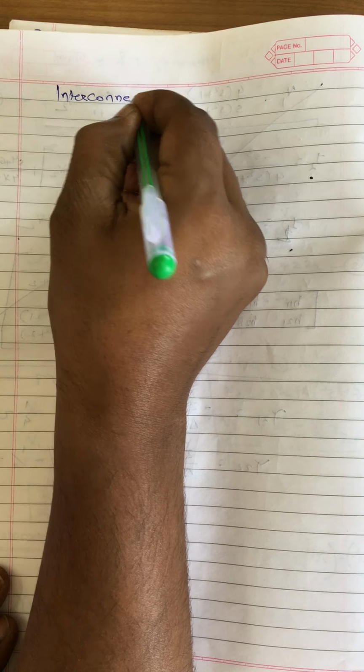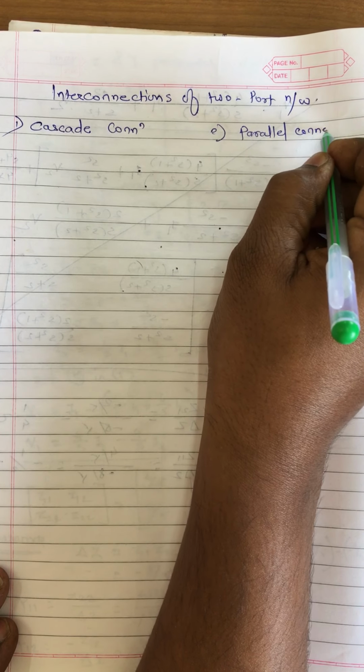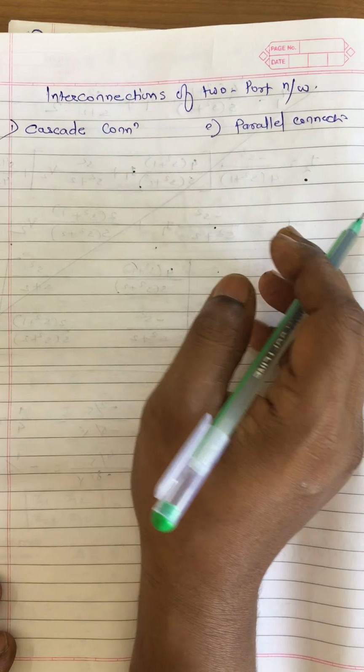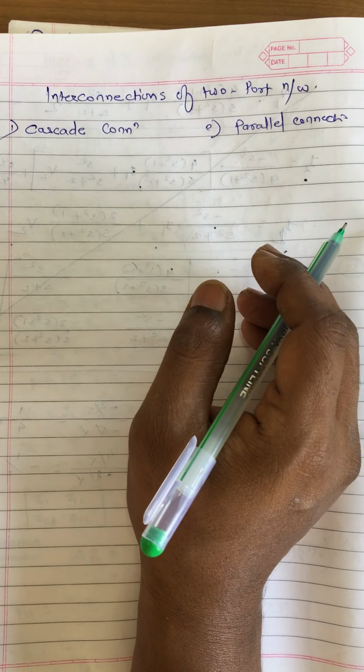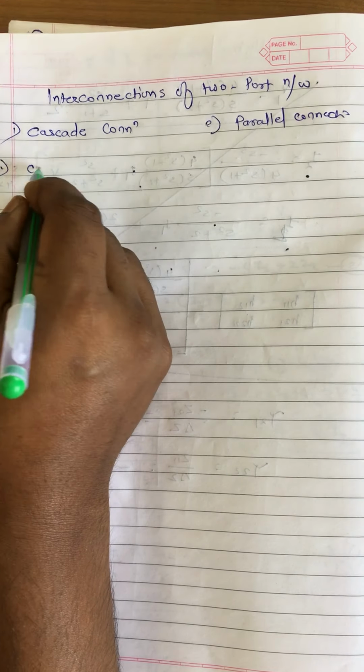One is a cascade connection and another is a parallel connection. Okay, so I will try to derive the interrelationship for a particular parameter, then we can see it. You can solve the example. Now, cascade connection first.